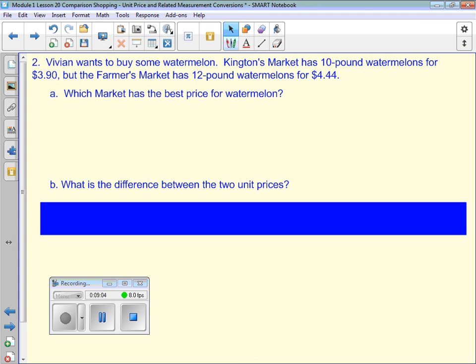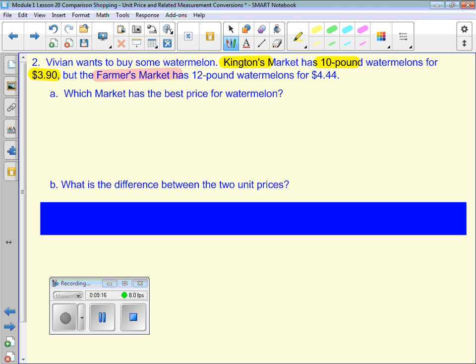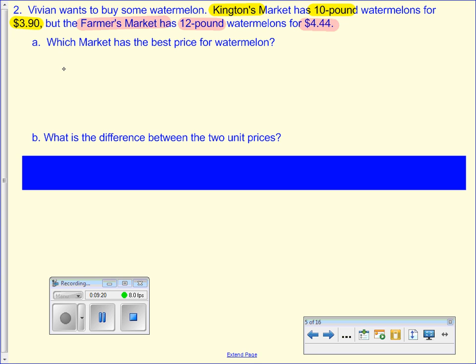So let's take out our 2 colors and highlight the 2 pieces of information that we need. So Kingston is 10 pounds for $3.90, and Farmers Market is 12 pounds for $4.44. I just think the 2 colors really help bring it out so you can see what number goes with what number for which store.